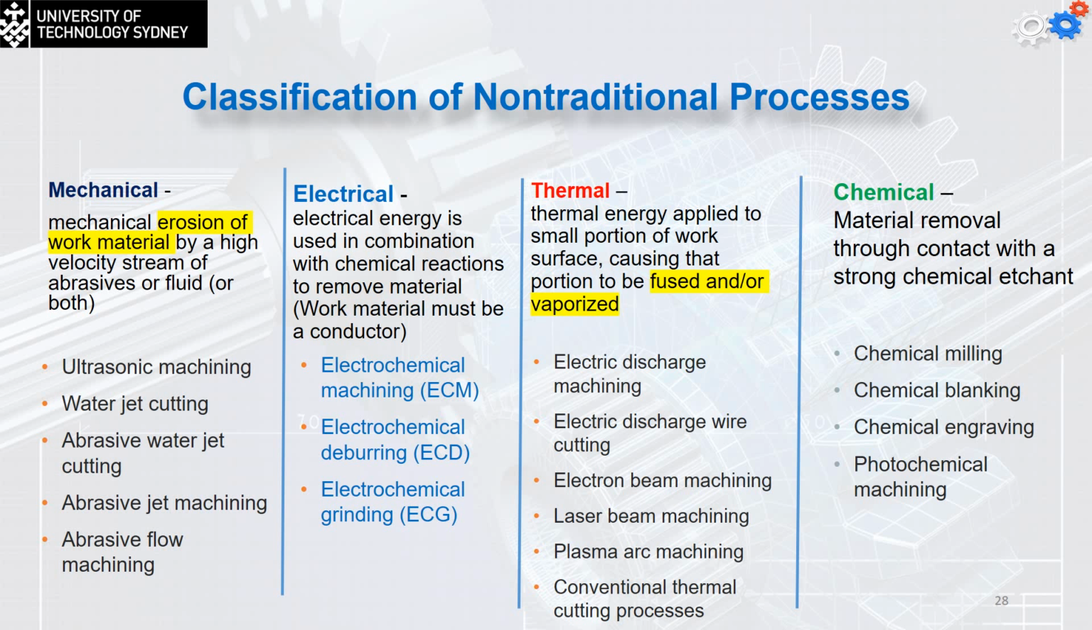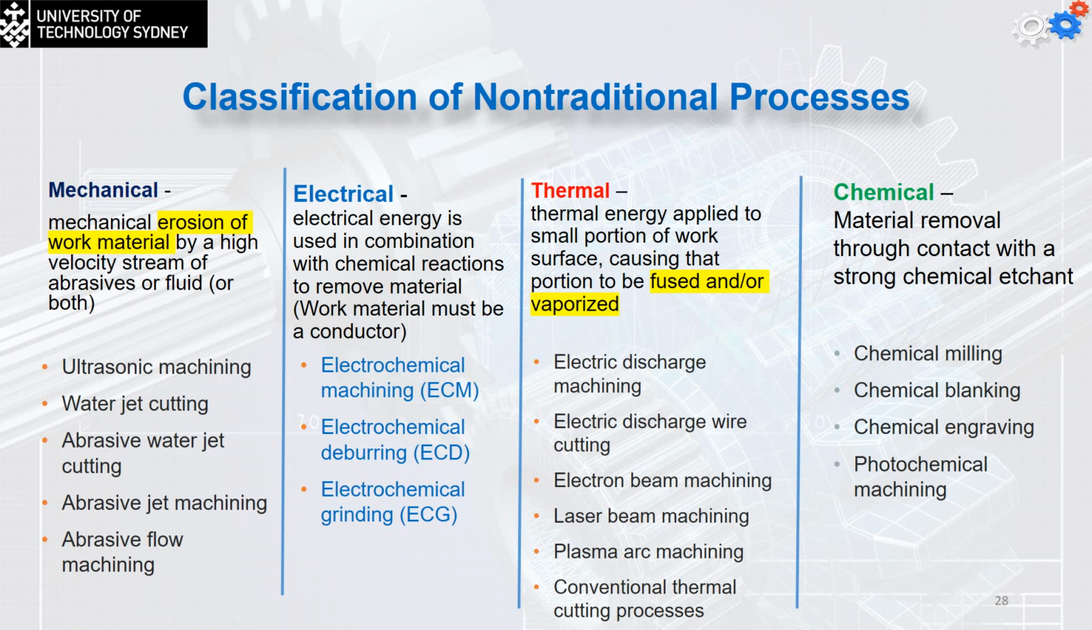Don't mix up. We have the thermal non-traditional machining, where thermal energy is applied to a small portion of the work surface, causing that portion to be fused and vaporized. Examples are electrical discharge machining, or the EDM, electrical discharge wire cutting, electron beam machining, laser beam machining, plasma arc machining, and the conventional thermal cutting processes.